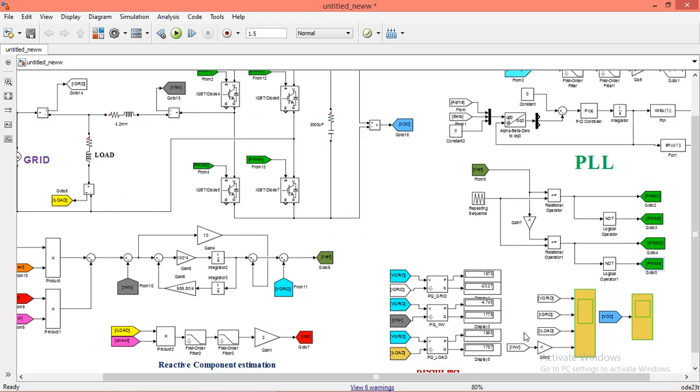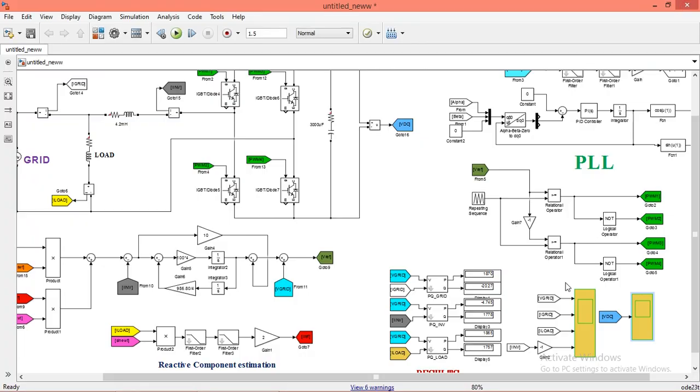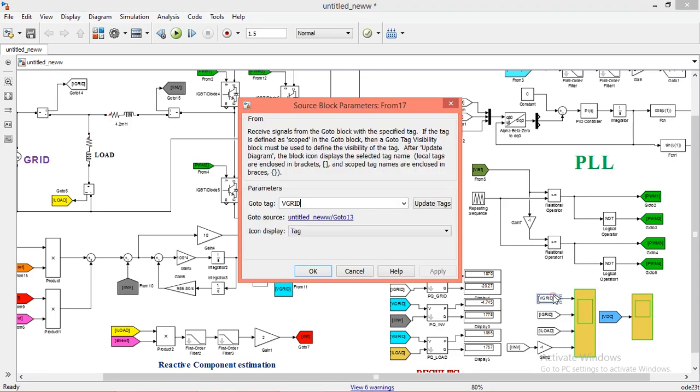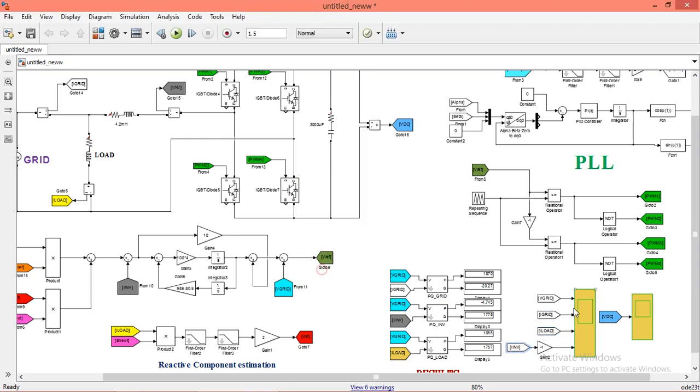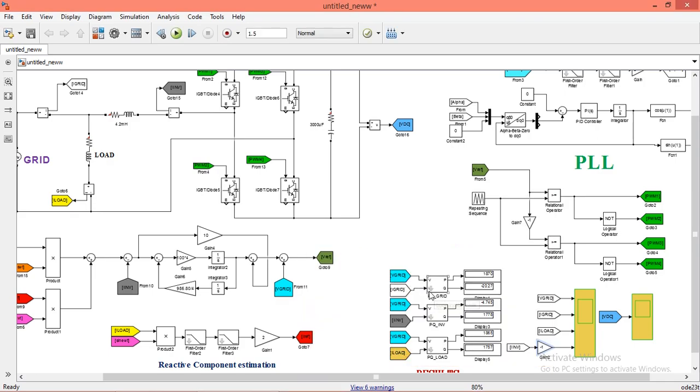Now I will show you the signals, the results. Here in this scope I have taken the DC. Sorry, that simulation was running already. And here I have taken the V grid, I grid, I load, and I inverter. Because the direction of I inverter is towards the grid side and I wanted it towards the inverter side, I put a -1 gain here. Now these are the active and reactive power measurement blocks. So we have a grid side active and reactive power measurement, inverter side active and reactive power measurement, and load side active and reactive power measurement.